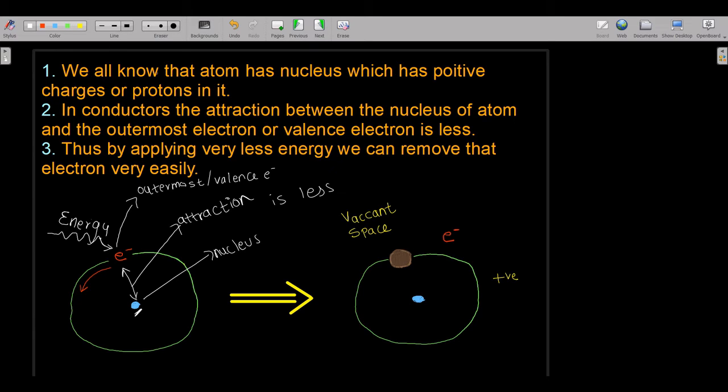So we have removed this electron from that particular atom, and thus this atom has gained some positive charge, or positivity, and this particular space is known as vacant space. I hope you understood this. I'm moving to the next page.